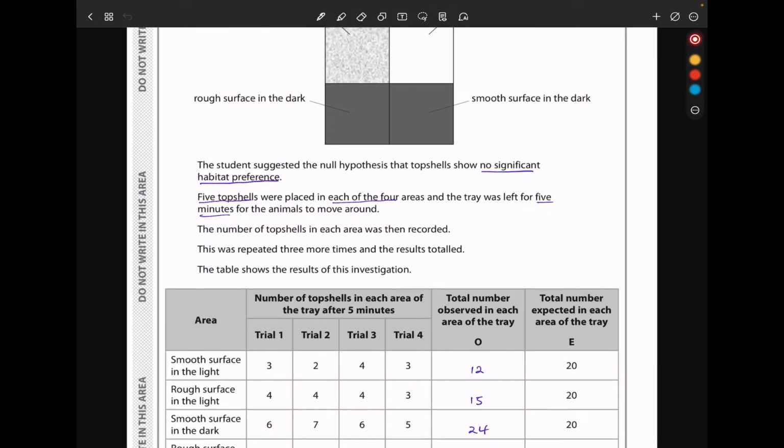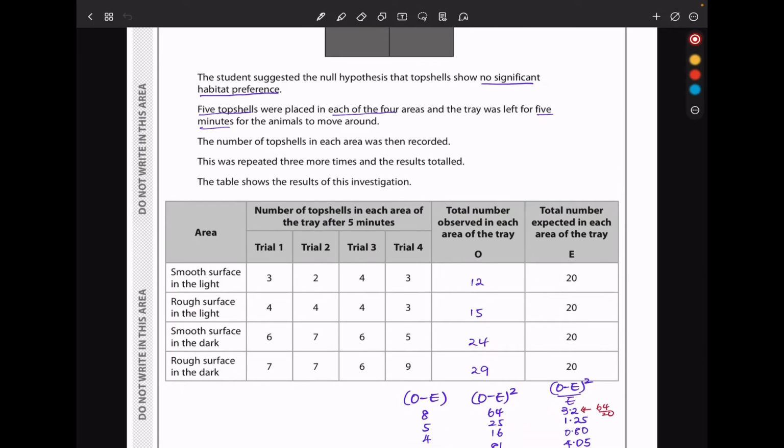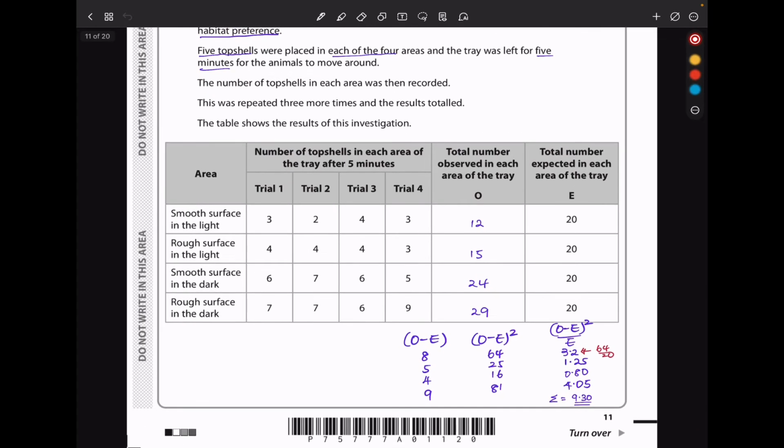They say the student suggested a null hypothesis that topshells show no significant habitat preference. 5 topshells were placed in each of the 4 areas, and the tray was left for 5 minutes for the animals to move around. The number of topshells in each area was then recorded. This was repeated 3 more times and the results totaled. The table shows the results of this investigation.